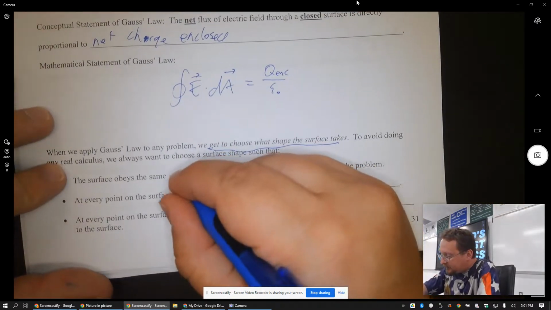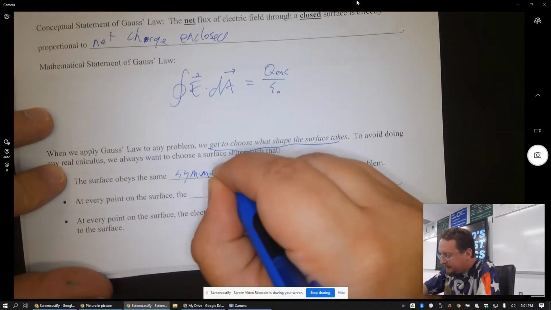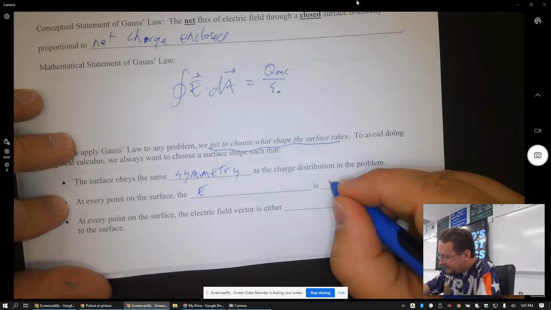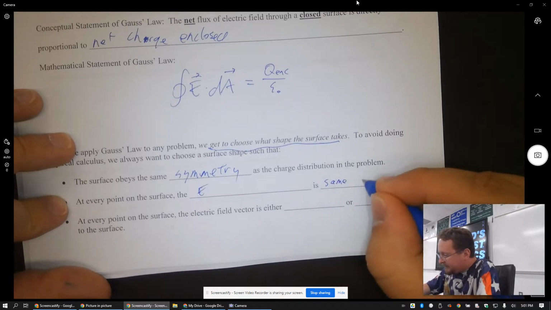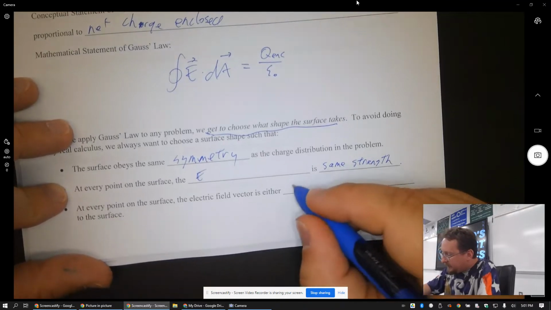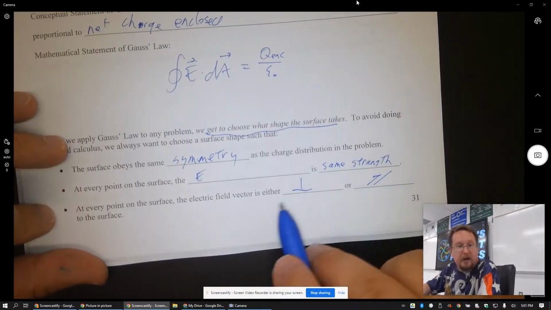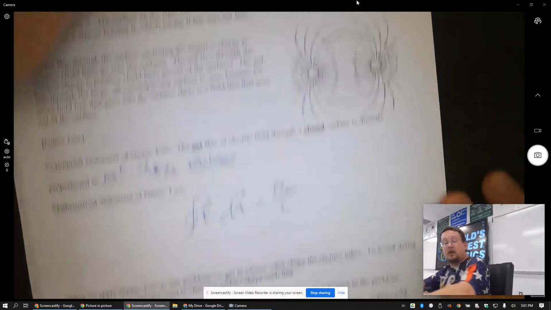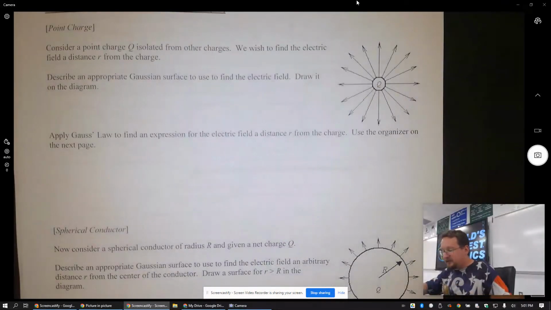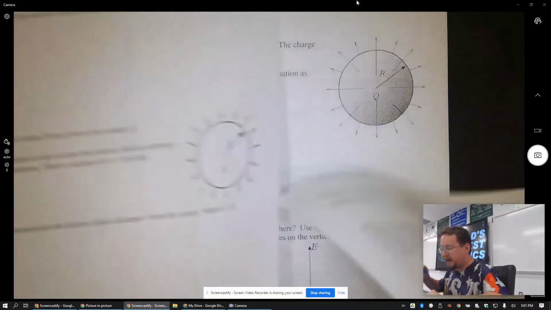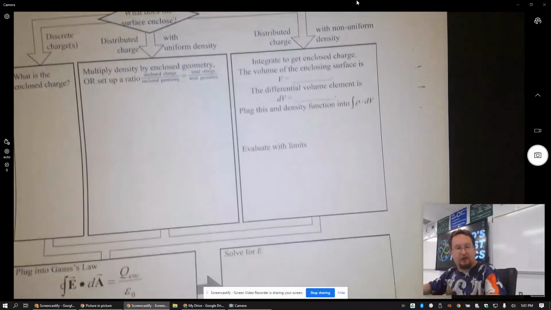When I say that the surface has the same symmetry, the electric field is the same strength or something like that. And then the electric field vector is either perpendicular or parallel to the surface. They don't know what that means until we actually do Gauss's law. So the first Gauss's law is going to be on a point charge. This is super basic. So I have my Gauss's law flow chart here.